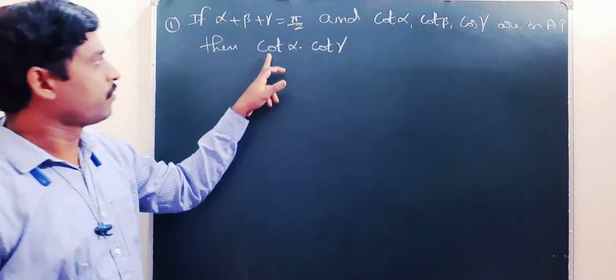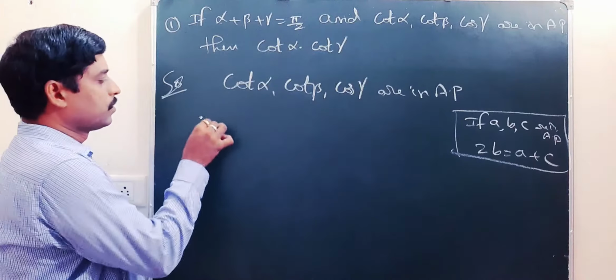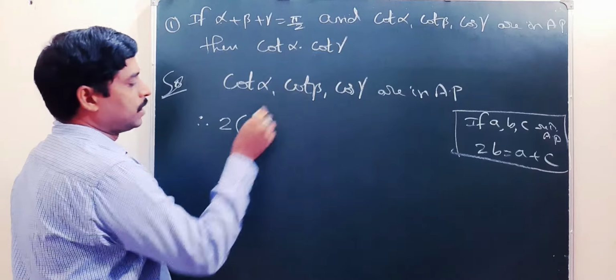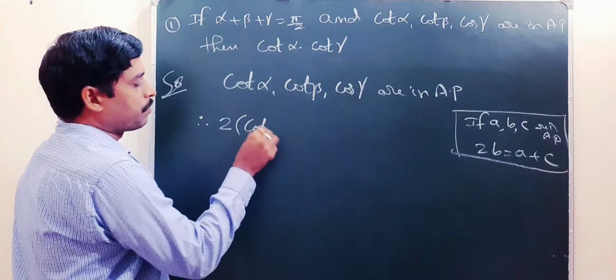Okay. So what is given? Cot alpha, cot beta, cot gamma are in arithmetic progression. Okay, we have one formula. If A, B, C are in AP, then 2B is equal to A plus C. Okay, therefore 2 times of middle term, 2 cot B equal to cot alpha plus cot gamma.